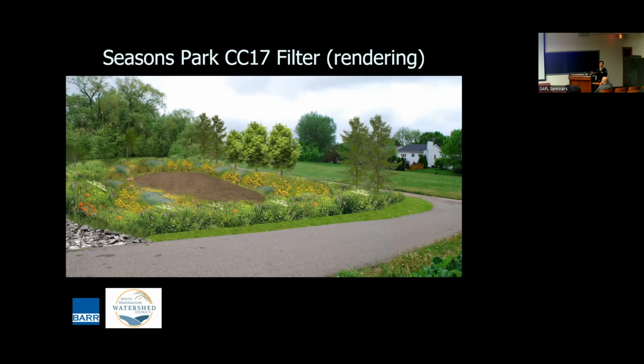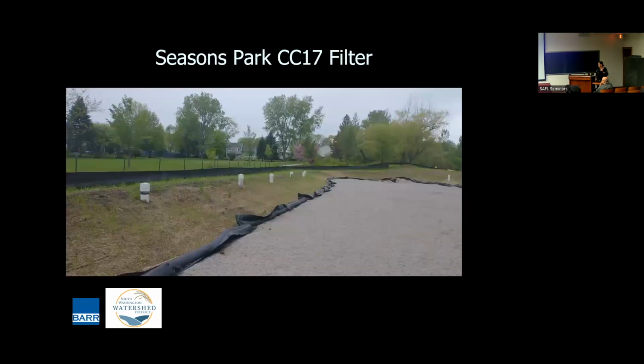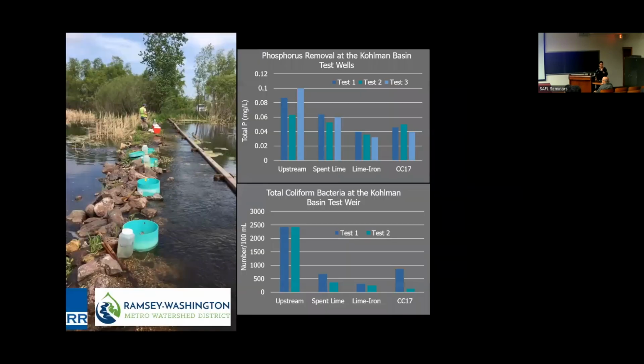This is a project for South Washington Watershed District where water's coming in off of a wetland. That's a rendering photo. This is what it looks like built. So the CC17 material is in the middle here. So we'll be monitoring this and seeing how this goes as water comes in to this system this year. And with all of this, we're still testing media. We're still trying to identify what media is best for what site.